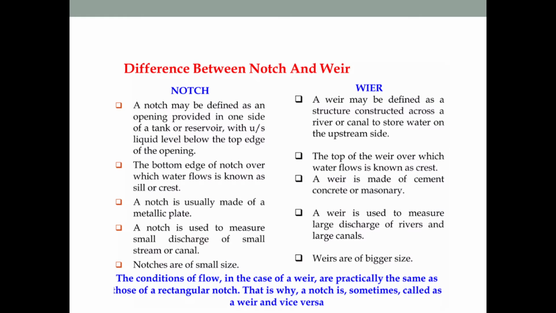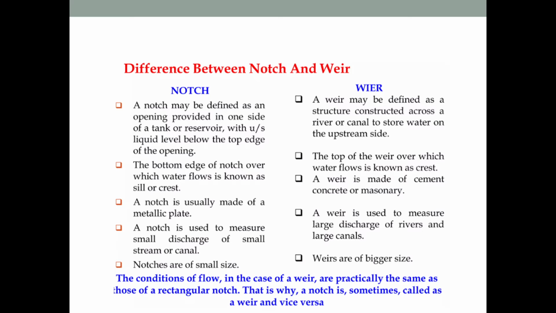Actually, a notch is an opening provided in one side of a tank or reservoir, where the liquid level is below the top edge of the opening. But a weir is constructed across a river or canal. That is the difference: a tank or reservoir versus a river or canal, which is a larger structure. The purpose of a weir is to store water on the upstream side. Along the bottom edge of the notch the water flows, and that is called the sill or crest, whereas the top of the weir over which the water flows we call the crest.